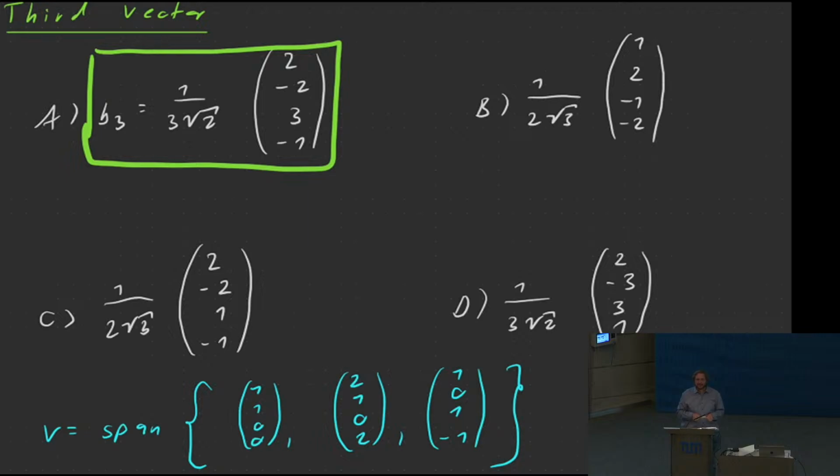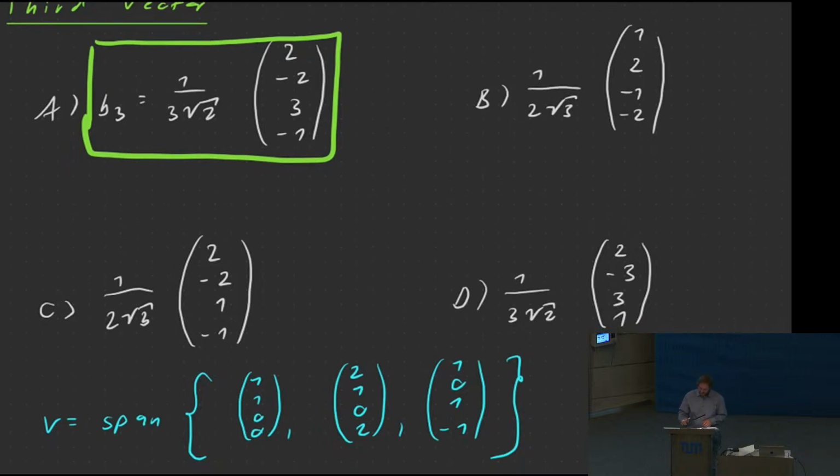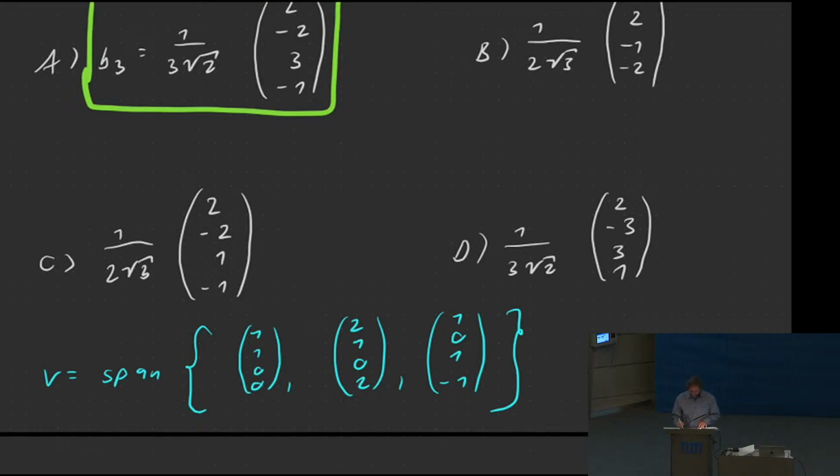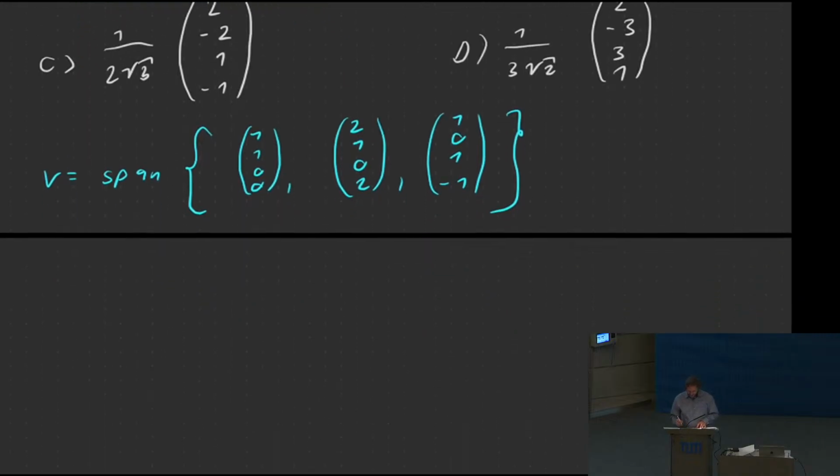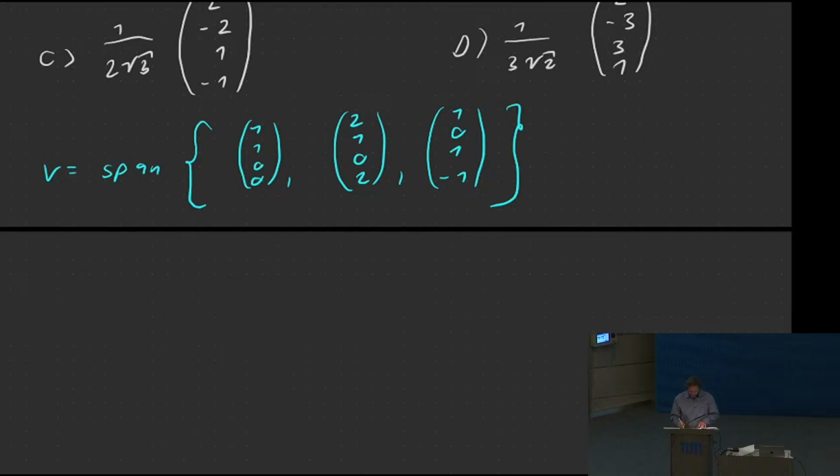Yeah, I was just going to ask that. So let's do that second step. Let me just write down what we have achieved so far. So remember, B1 was 1 over square root of 2, (1, 1, 0, 0). And B2 was, let's see, 1 over 3 square root of 2, (1, -1, 0, 4).